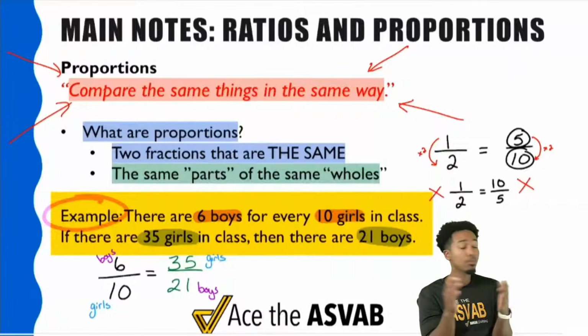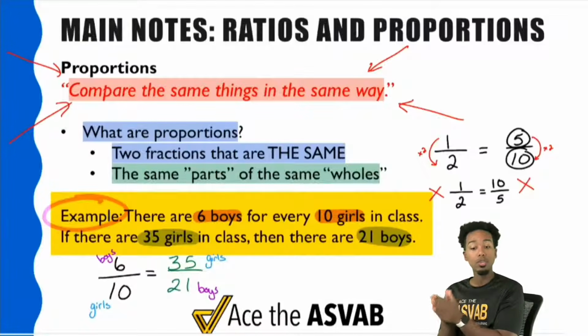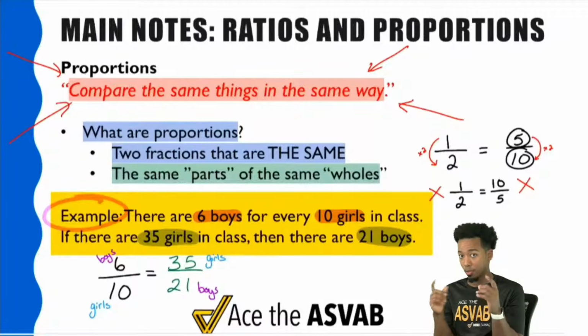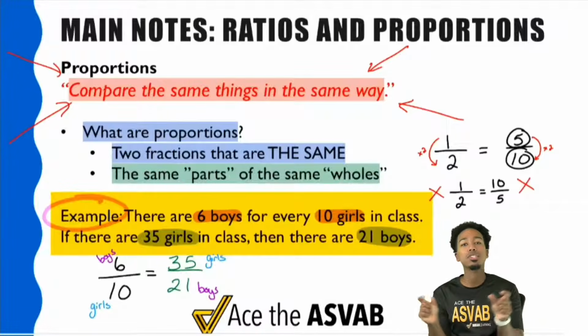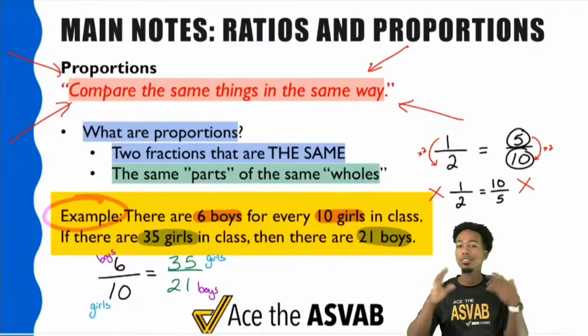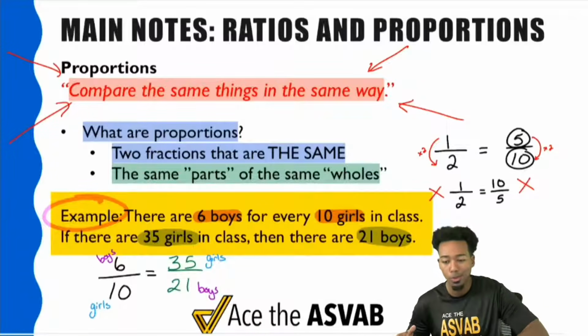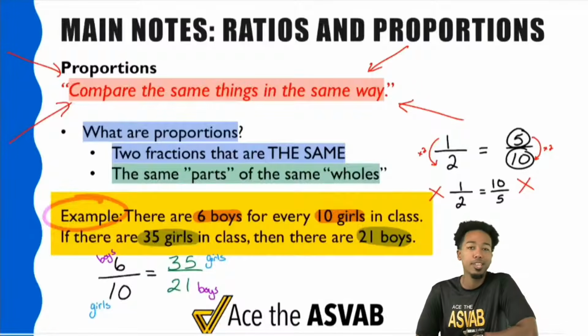Two fractions that represent the same comparison. That's it. And so when it comes to word problems, you need to make sure that whatever you're doing in terms of the proportion, the comparison is in the same way. The same parts of the same wholes. Because remember, fractions are parts of wholes. Same parts of the same wholes. Compare the same things in the same way. Whatever you do on one, you do to the other. Pretty much all means the same thing.